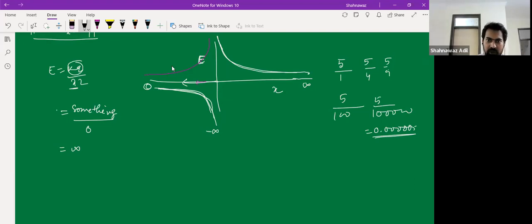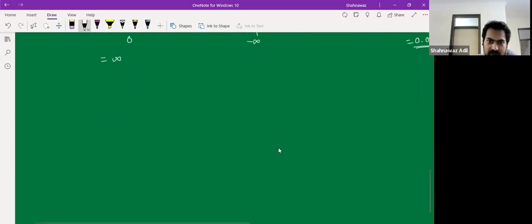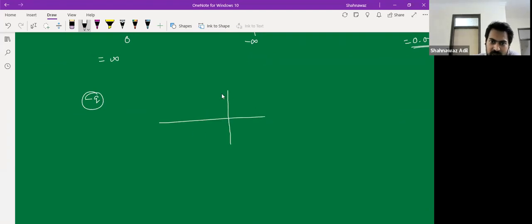So this is due to a point charge, and we consider the charge to be positive. But for the case of this negative charge, the variation of this electric field will be this. So this would be the variation. This is minus q sitting there, and this is x, and this is the electric field.